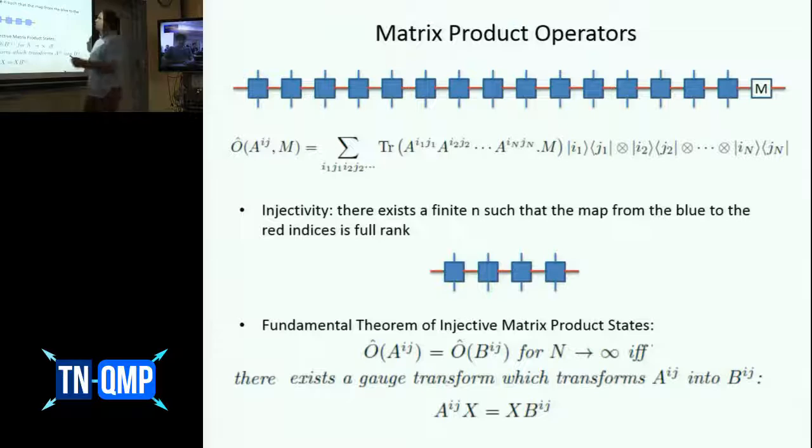And why do we have to block a few of them? Because typically the red indices, the virtual bond dimension, is much larger than the physical degree of freedom. And the blue dimension of this matrix increases exponentially with the number of sites that you put next to each other, while the red dimension doesn't change by blocking. So you have to make sure that you put enough next to each other such that the blue dimension is larger than the red dimension, and then you're injective if and only if this matrix is full rank.